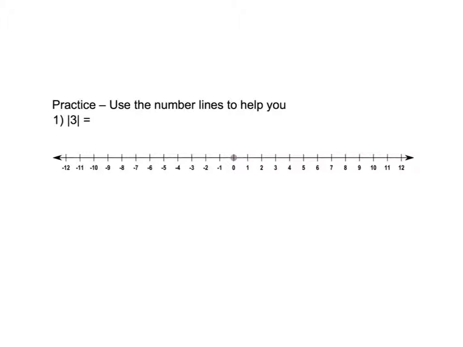Okay, so here's our first problem, and we're going to use the number lines to help us find the absolute value. So the first one says we're looking for the absolute value of a positive 3. So the first thing you want to do is find positive 3 on the number line, and there it is. So we're going to put a dot on positive 3, and then we have to go from 3 on the number line backwards to 0.